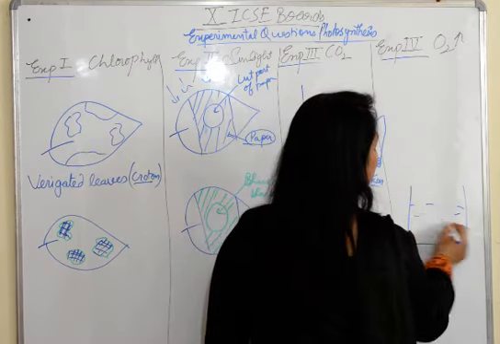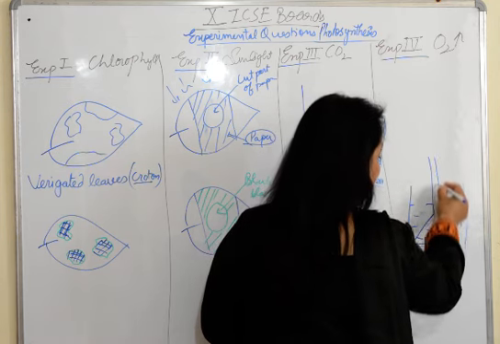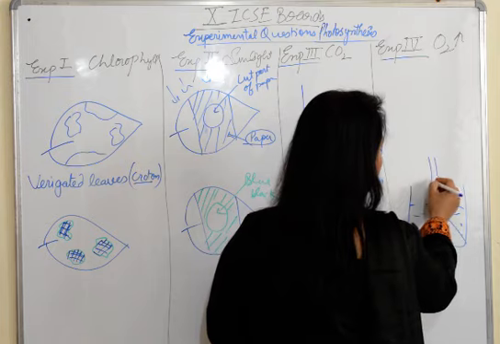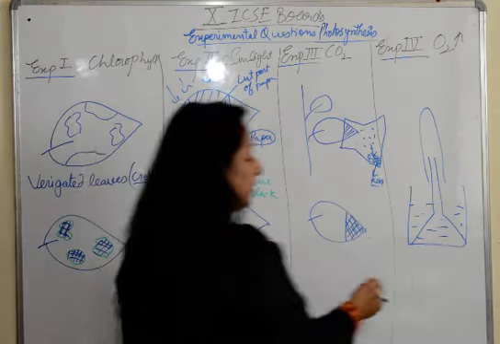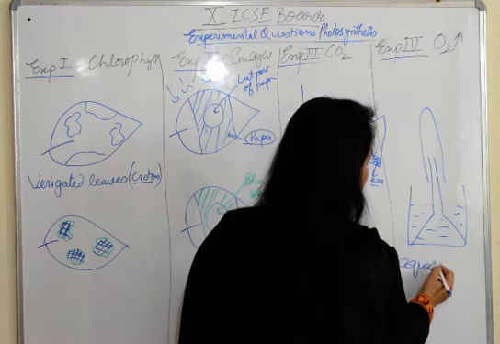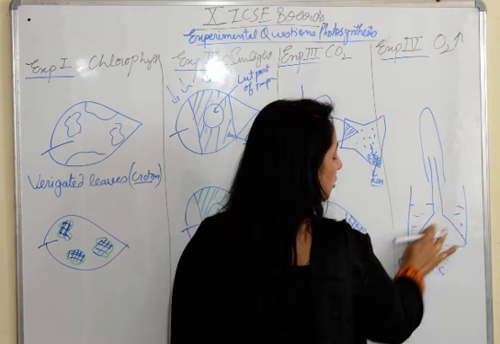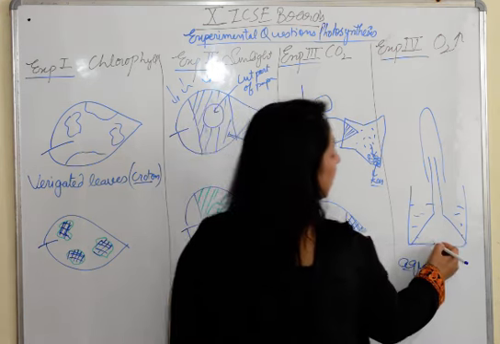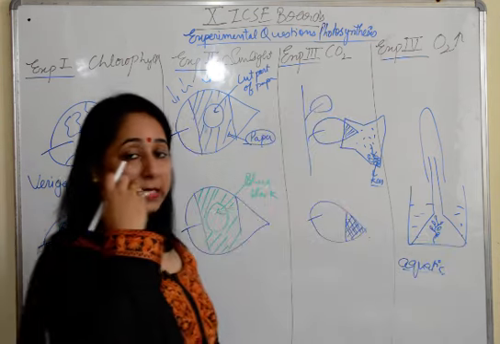The last experiment is to prove that oxygen is liberated during the process of photosynthesis. There is a beaker, and the part which is different here from the other experiments is that here we are going to take an aquatic plant. Sometimes they ask you for an example of an aquatic plant also, that is hydrilla. You can write hydrilla, the most common and easiest one. So a hydrilla aquatic plant is taken here.